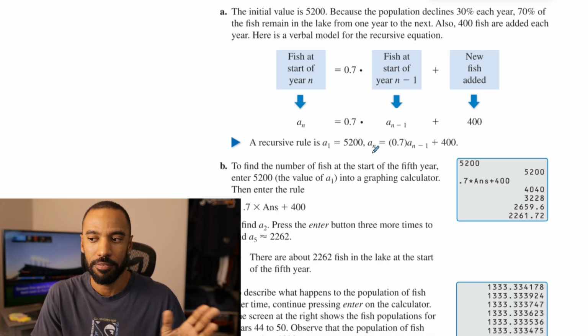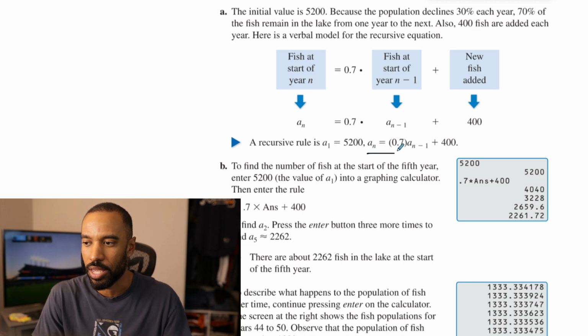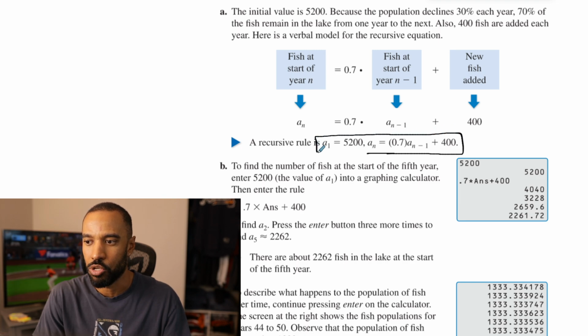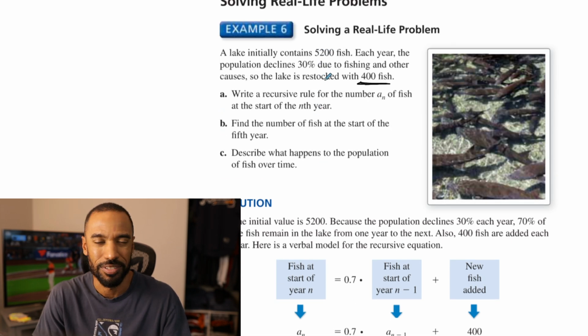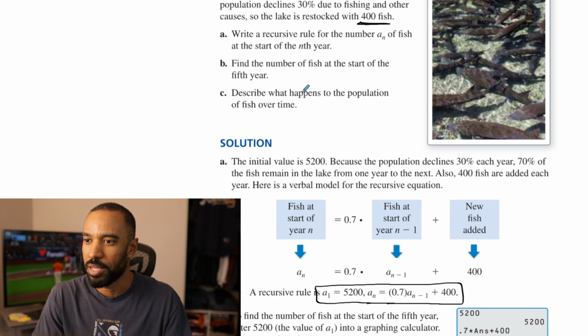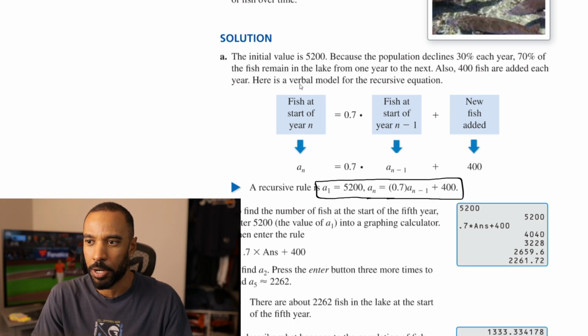So it's neither arithmetic nor geometric. It's kind of a combination of both, right? So you have this common ratio bit, but plus adding 400 each time to what there is. And by the way, you start with your first initial amount of 5,200. I don't remember it saying that. Oh, it did. That's the first thing it said. So you start with 5,200 and then you do all that from there. Part B. Find the number of fish at the start of the 5th year.